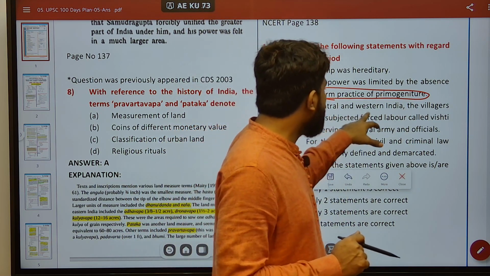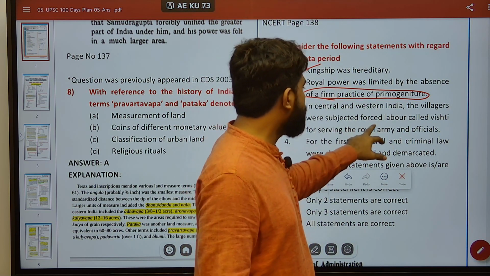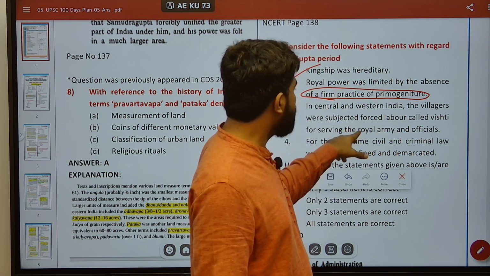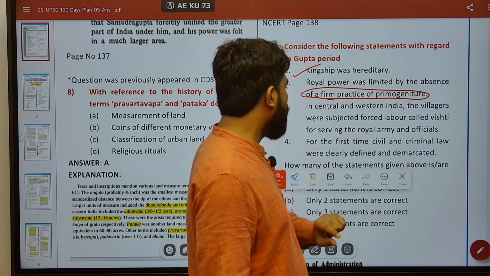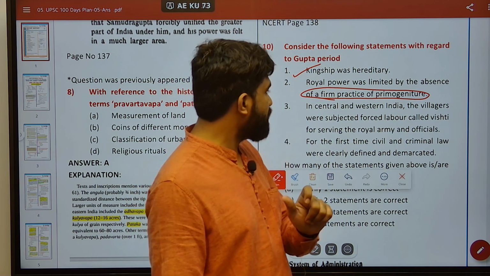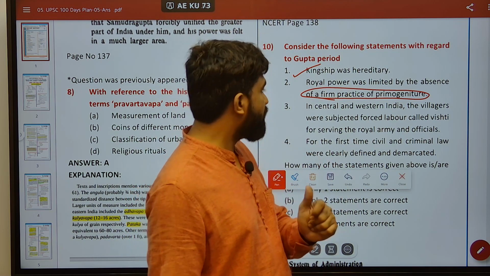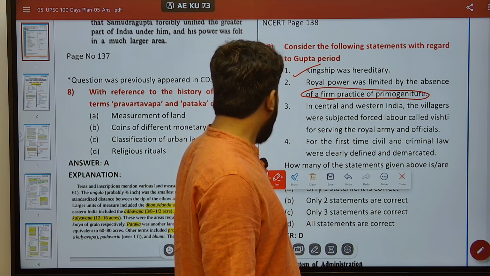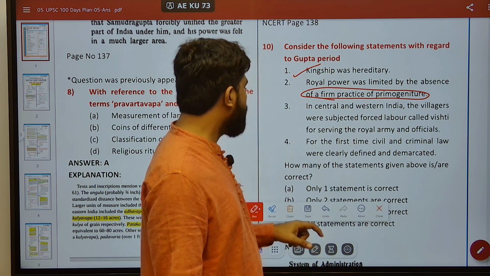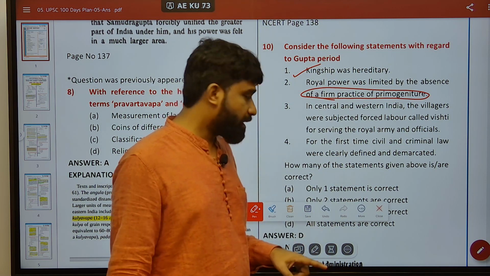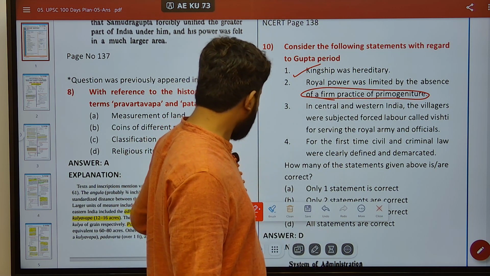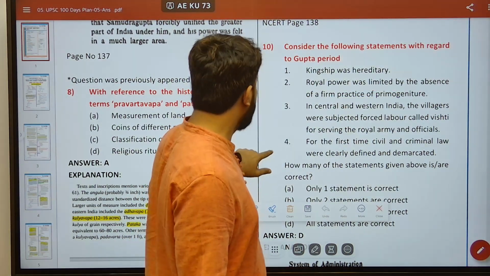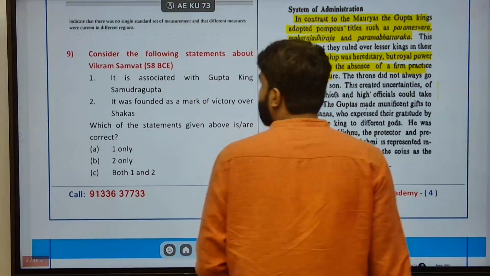And next, in central and western India, the villages were subjected to forced labor called Vishti for serving the royal army and officials, that is true. Vishti was one such forced labor that existed during the Gupta period. And also, for the first time, civil and criminal law were clearly defined and demarcated, that is also true.